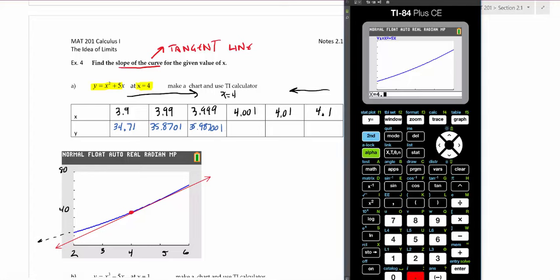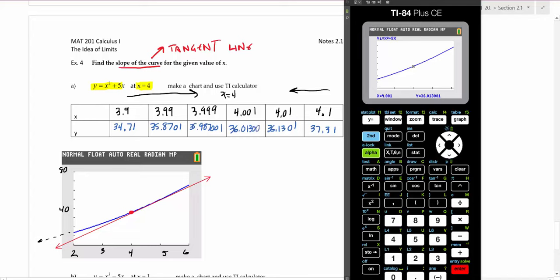Now let's start over at 4.1. Let's trace at 4.1 and get what that is. At 4.1, that's about 37.31. Let's trace a little closer at 4.01 and record that as 36.1301. And finally, let's trace a little closer still, 4.001, and record that as 36.013001. One thing you can tell is this y value is getting close to 36.